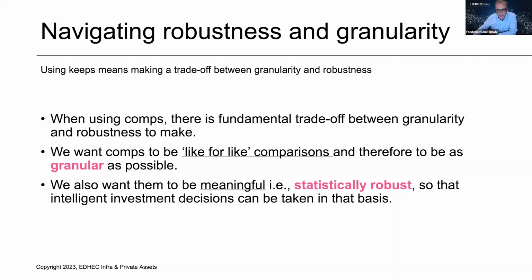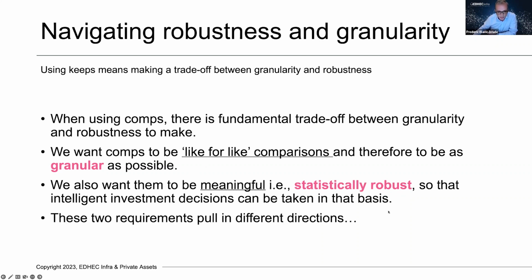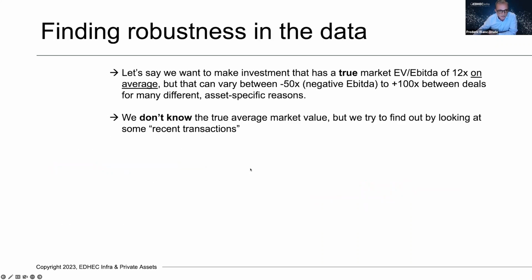But we also need a number that is a fair, like-for-like comparison. These two requirements are pulling in two different directions. Okay, so let's take an example. Let's say we have an investment that has a true market EV to EBITDA of 12 times on average today. That's the true average market value because that's where the market is at. But we can't see this, of course. And also this can vary because these assets are all different. They all have different points in their life cycle. They all have various idiosyncratic characteristics.